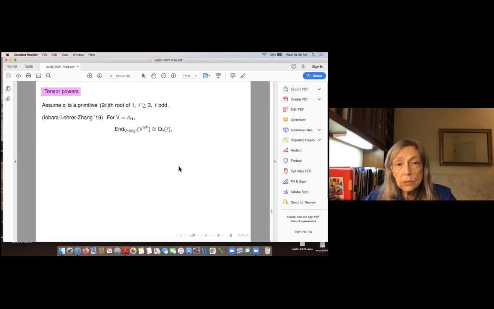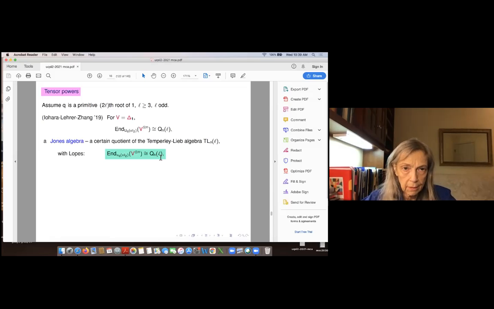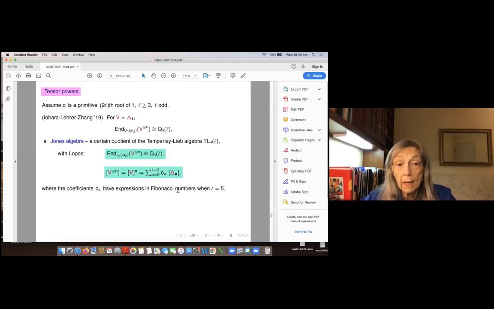So when we take tensor powers, Ohtori, Lara, and Zhang showed that this is a Jones algebra. It's a certain quotient of the Temperley-Lieb algebra, that's a famous Dynkin diagram or diagram algebra. What we showed was that we also get a Jones algebra. Tensor powers decompose, and these multiplicity numbers have interesting expressions in terms of Fibonacci numbers.